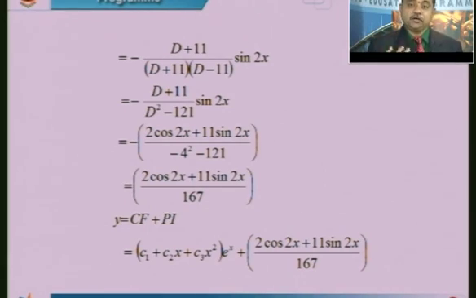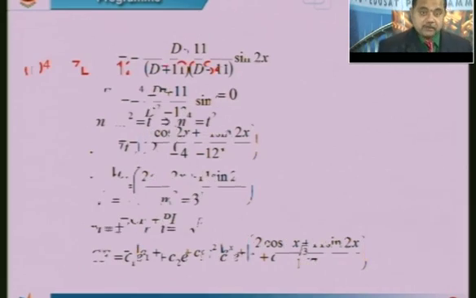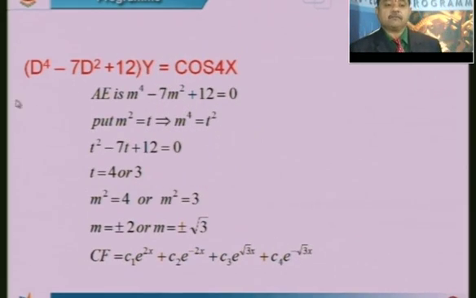I have done with D cube. What happens if I have D power 4? That also, one problem I took: D power 4 minus 7D square plus 2 into y equals cos 4x. What should I do? Here you won't get the roots in the calculator; only for m cube does the calculator show them. For D power 4, one root I have to find out. This is a special case of problem. In the beginning of my lectures I told you.